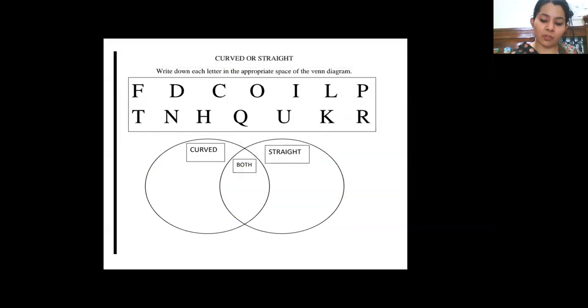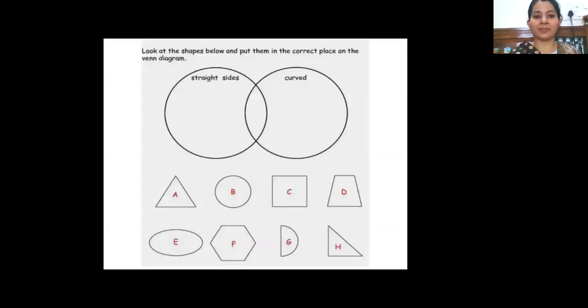All right, let's move on to the next question. Look at the shapes below and put them in the correct place on the Venn diagram. Go for it now, because I have already explained to you about straight and curved lines. So obviously the shapes that have both straight lines and curved lines will come in the common place, right?